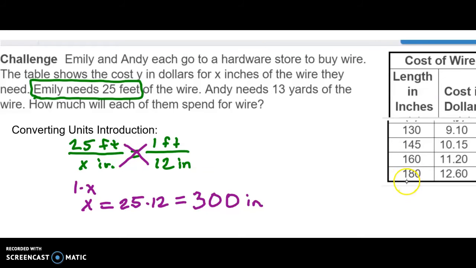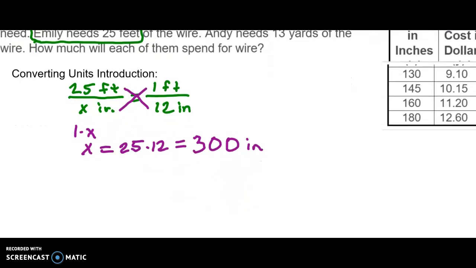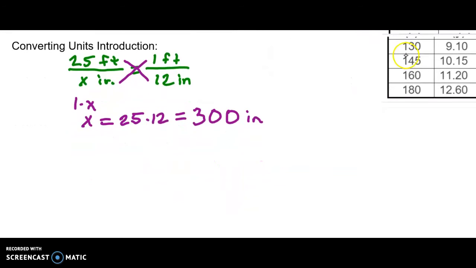One option would be to figure out, is there a way to add up some of these different lengths to equal 300? If there is, we could add up and combine those prices. The other option is to use a proportion again. So 130 inches costs $9.10.